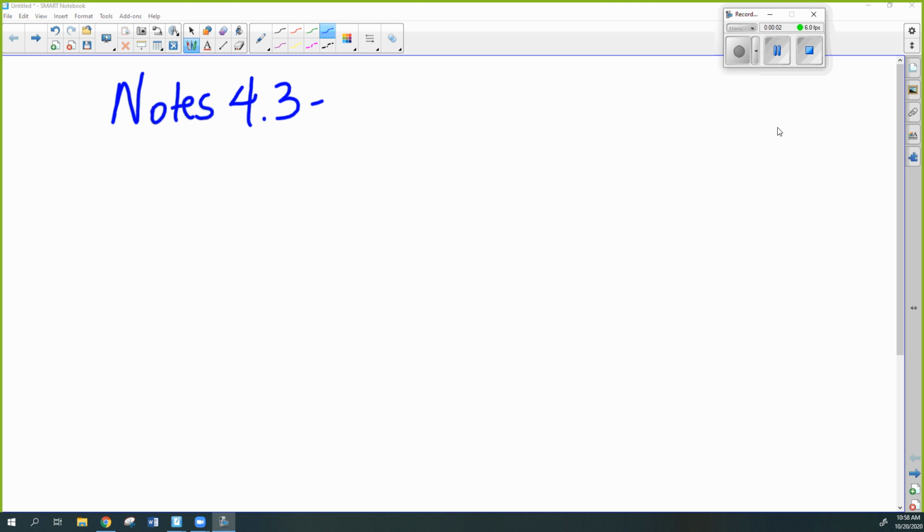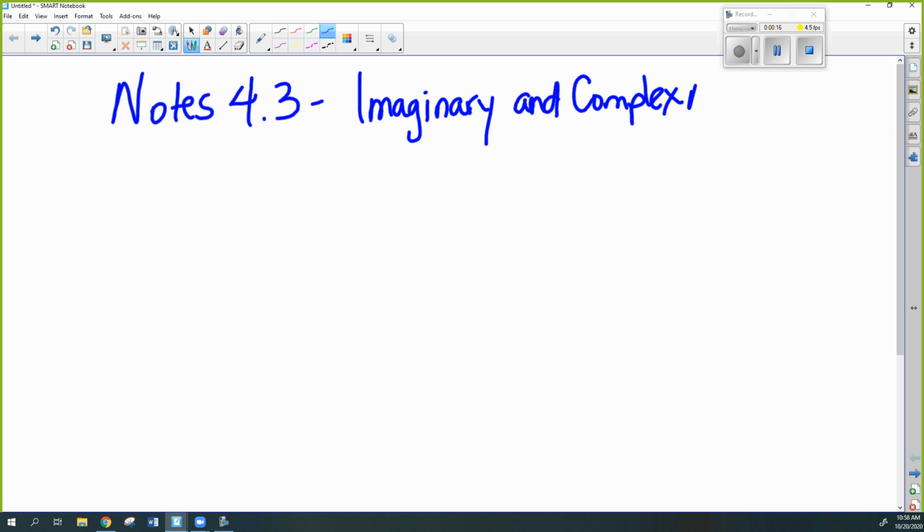All right, notes 4.3. I'm going to call it imaginary number. Let's see, imaginary and complex numbers. Imaginary and complex numbers. All right, well, unless you took data analysis with Ms. Bauer, you've probably never heard of imaginary numbers or complex numbers. Okay? So two new things here, but I promise you none of them are terribly difficult. But you have to know what imaginary numbers are before you get to complex numbers.